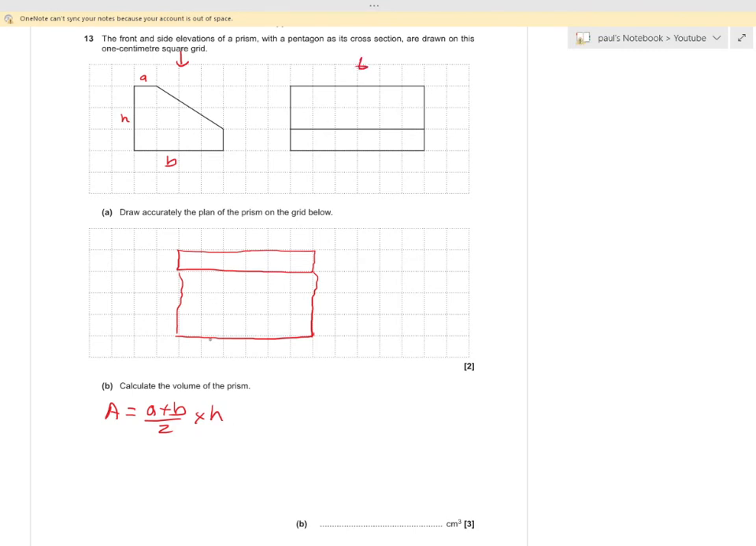So 1 and 1, 2, 3, 4. So that's 5 divided by 2 is 2.5 times 3, which is 7.5. And the length of the thing to find the volume is 6 times 7.5. So 7.5 times 6. 5 6s are 30 and 6 7s are 42, 45. So 45 centimeters cubed.